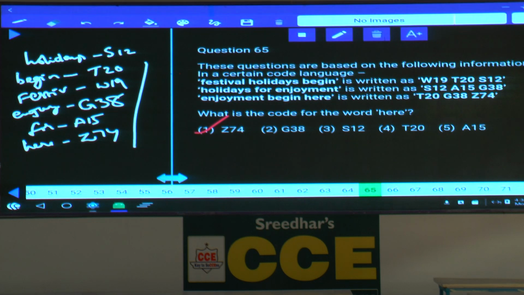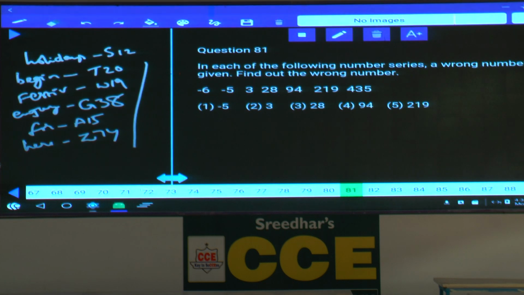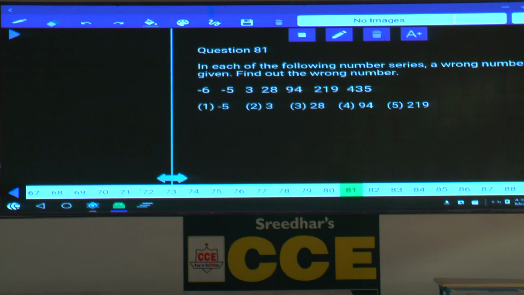Number series from question numbers 81 to 85. Now these 5 questions are based on what? Wrong number in the series. Now, 6, minus 5, 3, 28, 94, 219 and 435. Now find the difference between 219 and 435. Tell me what is the difference between these two?